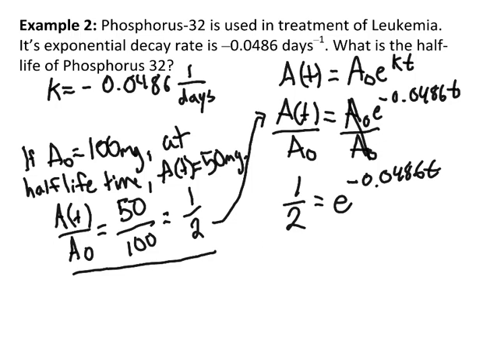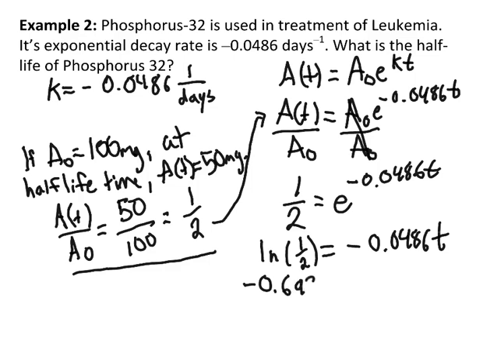Now we're just solving regularly, so take ln of the half. Ln, remember, kills exponents. It kills the e here, so you get the exponent down. Ln of a half is negative 0.693, and that equals all this stuff over here. And divide both sides by the negative 0.0486.